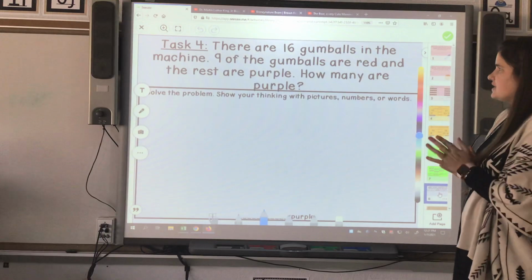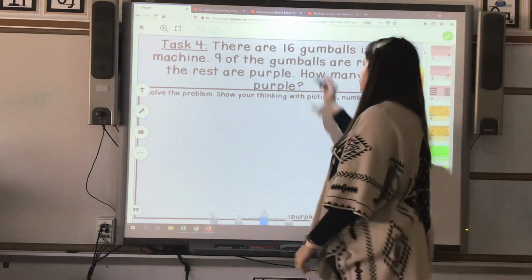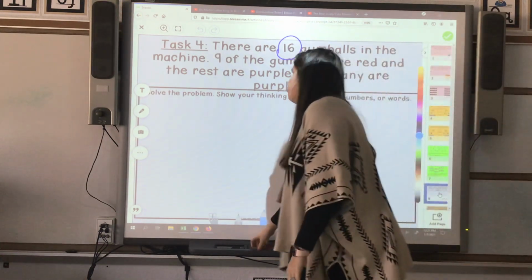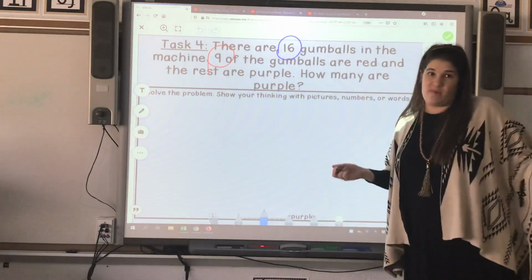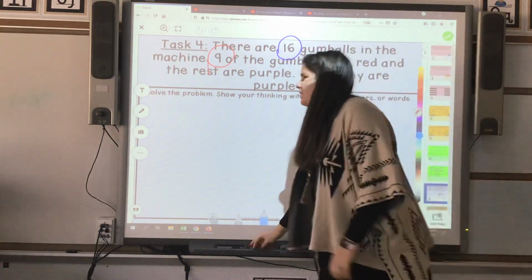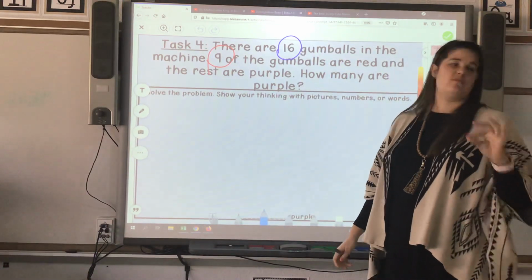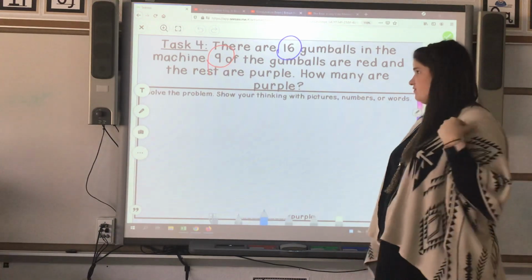Here we go. Task number 4. There are 16 gumballs in a machine. I love some gumballs now. 9 of the gumballs are red, and the rest are purple. Sadly, I don't have a purple marker, but that's okay. So, as Ms. James and I have told you guys, we love the part whole model for our strategies. So that's what we're going to do today for this one.